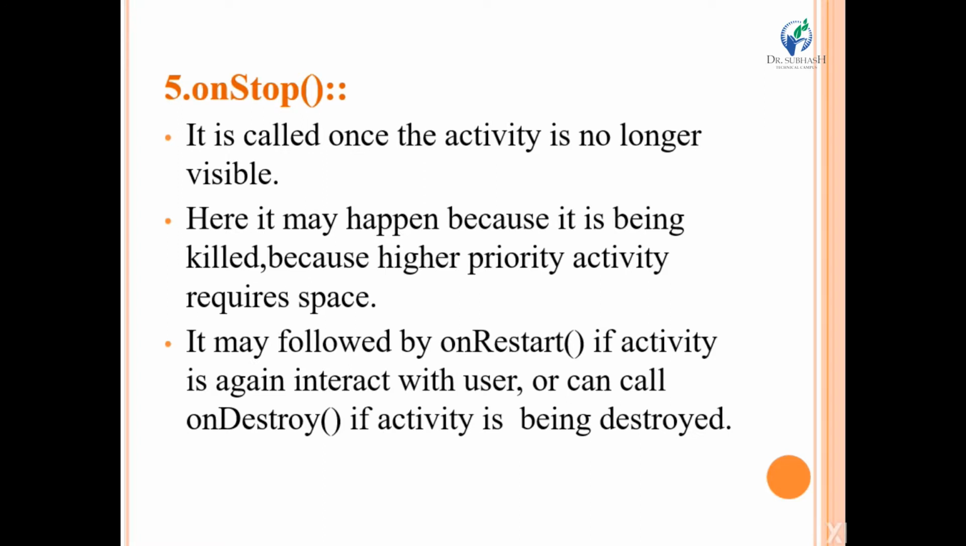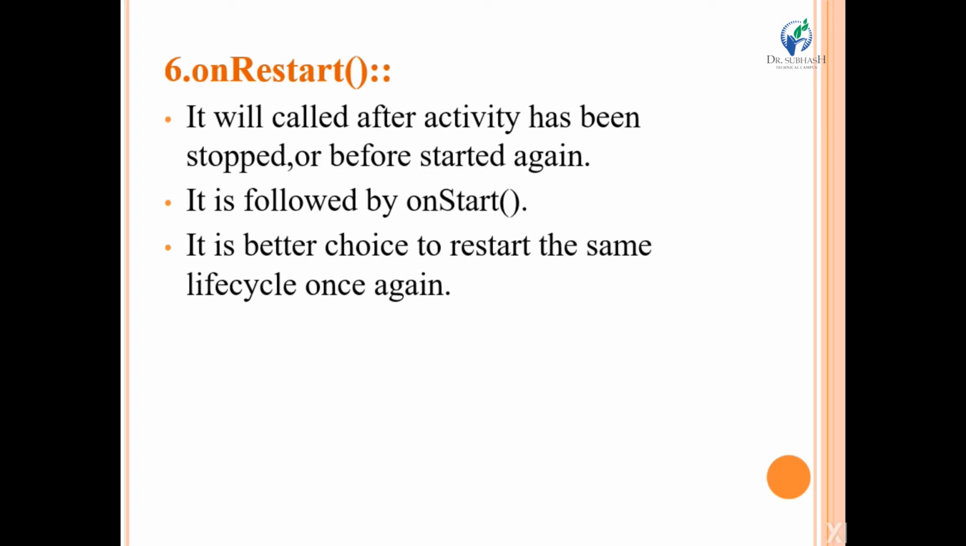Our next method is the onStop method. When your current activity is no longer visible, at that time the onStop method is called. So here, if a higher priority application requires memory, it may be killed, or we can restart our activity again by calling the onRestart method. Our next method is the onRestart method, and this method is called after the activity has been stopped and before it is started again. It is always followed by the onStart method, and whenever we want to restart our life cycle, this method is very useful.